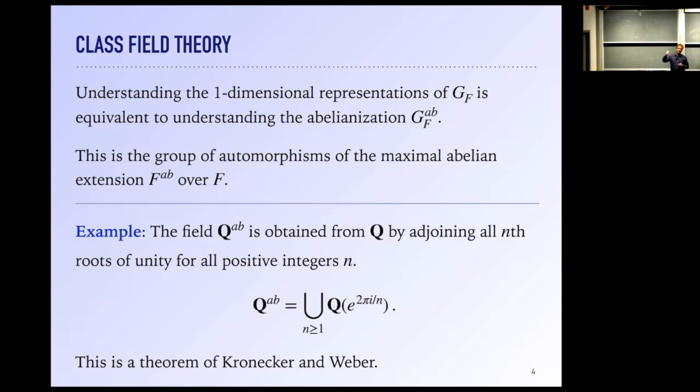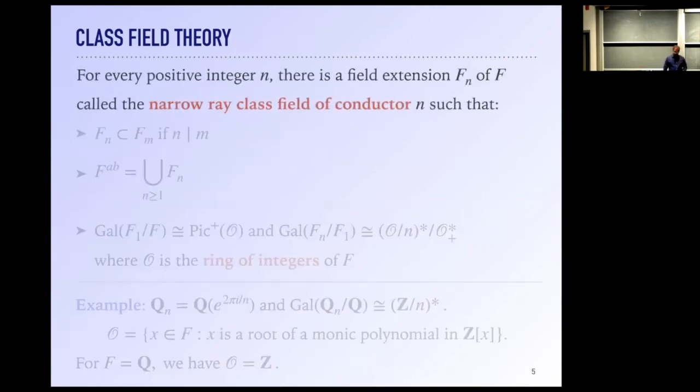If you have any field that contains Q and is Galois with abelian Galois group, then it has to be contained in one of these Q adjoin e to the 2 pi i over n's. So that's the famous Kronecker-Weber theorem. And you might want to generalize that. So what does class field theory say?